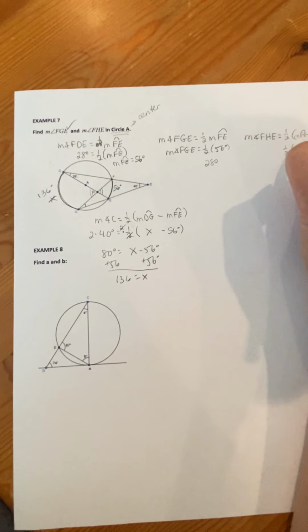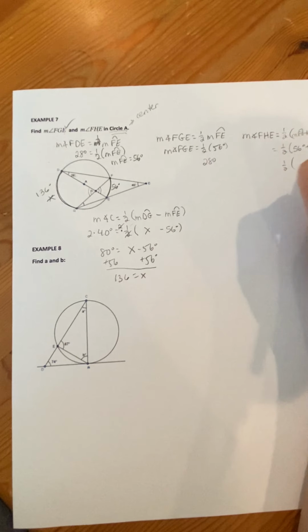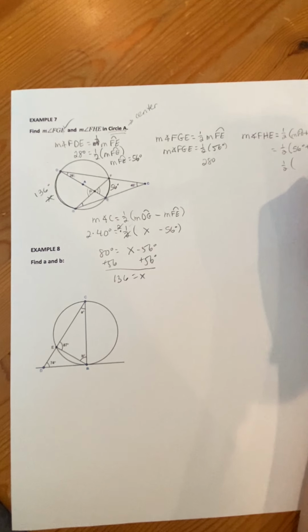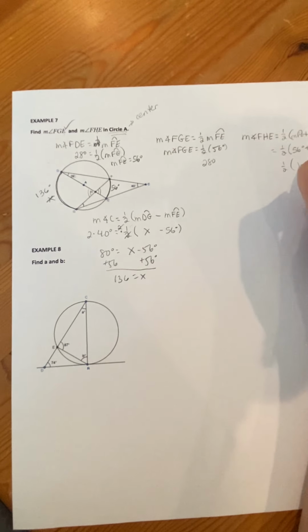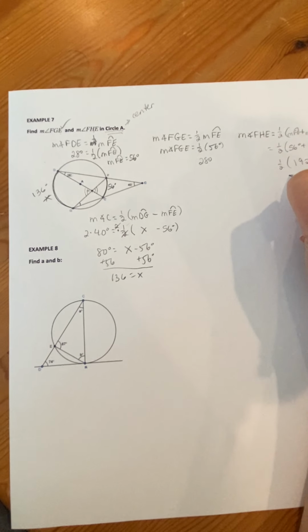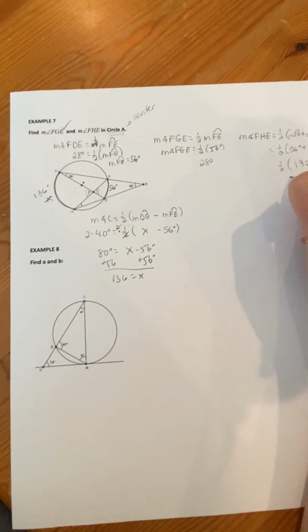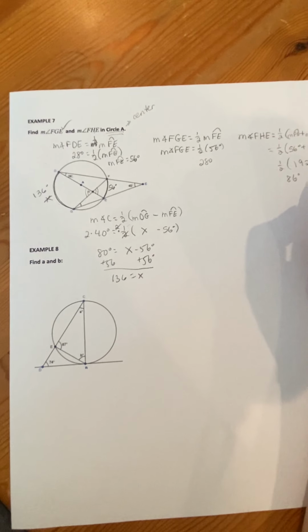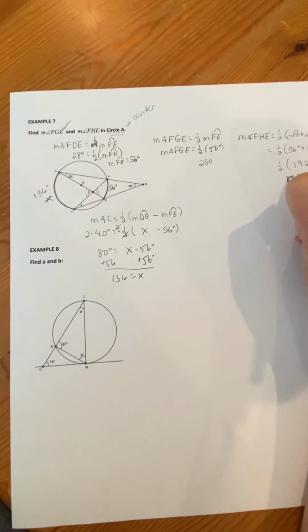Now that I know that that arc is 136 degrees, I can come back over here and finish up this problem. I just have to add 136 and 56, which is going to be 192, and then take half of 192, which is going to be 86. No, 96.